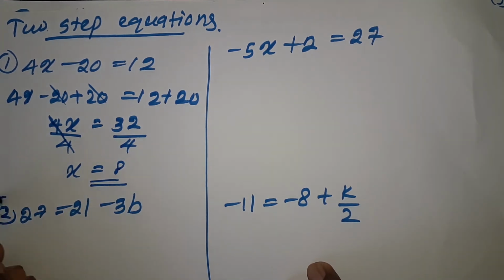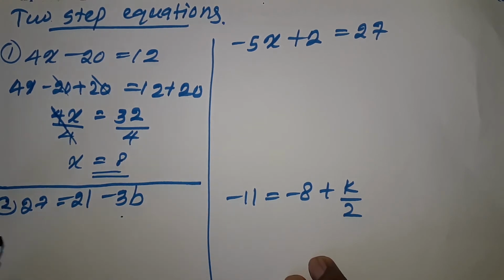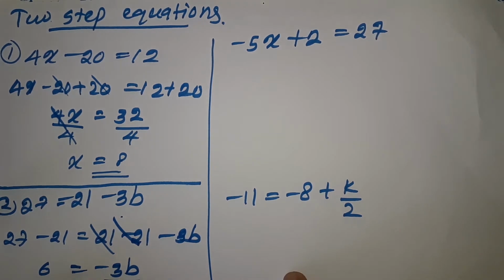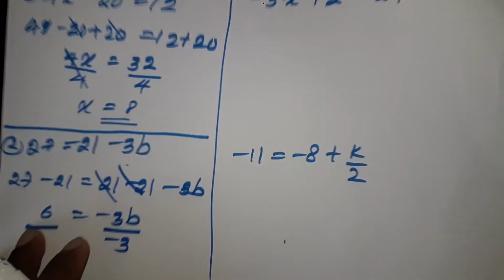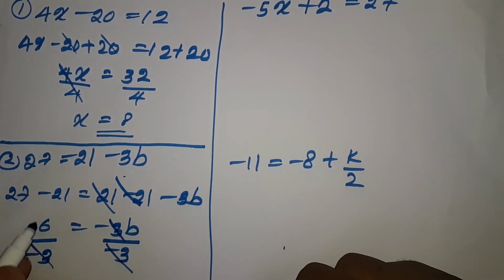The second equation, 27 equals 21 minus 3b. First of all I remove the 21 and then the minus 3. So 27 minus 21 equals 21 minus 21 minus 3b. On this side we have 6 equals minus 3b. So to remove the minus 3b, I divide both sides by minus 3, leaving b equals minus 2.